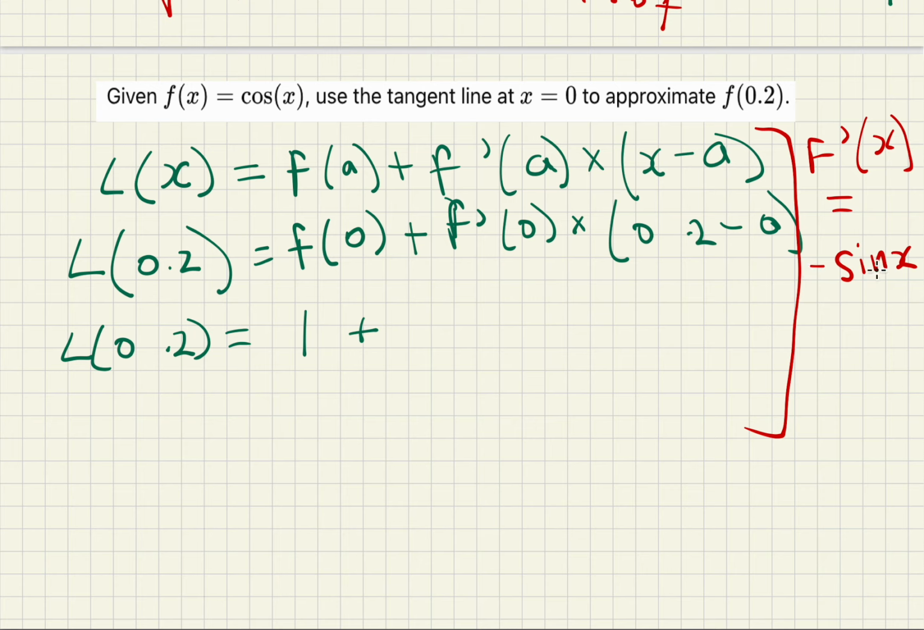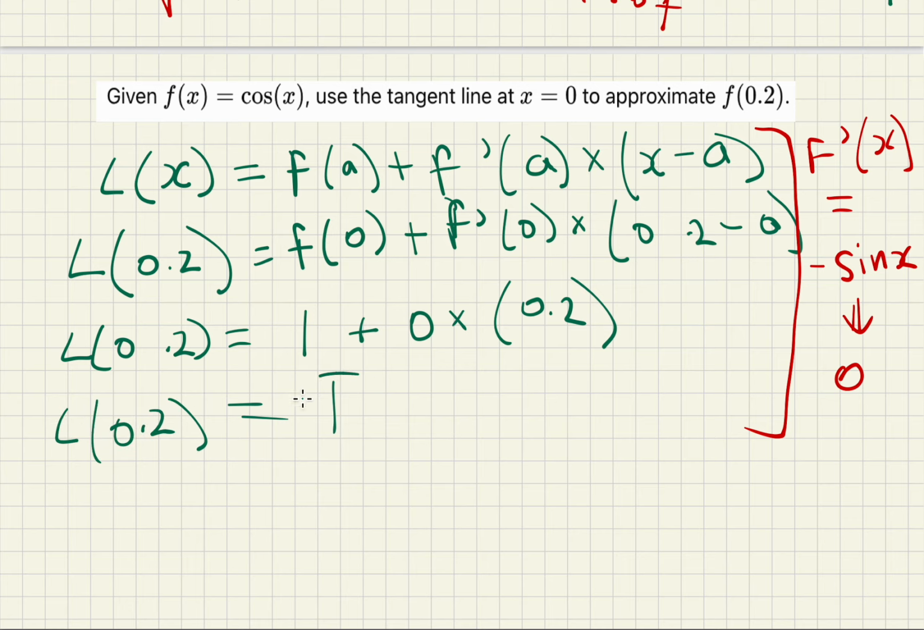Alright, and so negative sine x becomes f prime of x. And now we can plug in 0, so f prime at 0. The sine of 0 is 0, and so negative 0 is 0. So f prime at 0 is 0. Times 0.2 minus 0, which is 0.2. And so what we get is 1 plus 0 times 0.2. So 0 times 0.2 is 0. 1 plus 0 is 1. And so our approximation is 1.